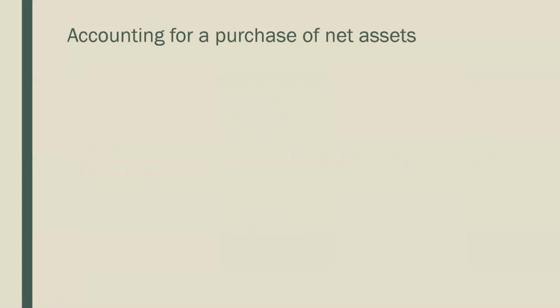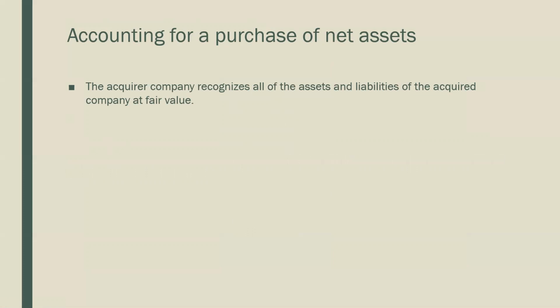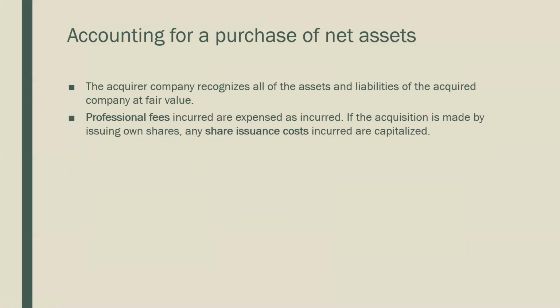So how do we account for a purchase of net assets? The acquirer company will recognize all of the assets and liabilities of the acquired company at fair value. Any transaction costs, such as professional fees, are expensed as incurred. Now, if the acquisition is made by issuing their own shares, any share issuance costs that are incurred by the acquirer company are to be capitalized. So to capitalize share issuance costs here means subtract the share issuance costs from the book value of the common shares issued.